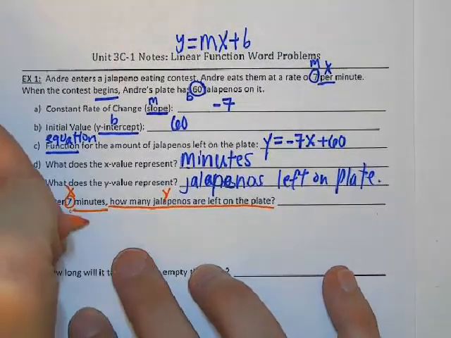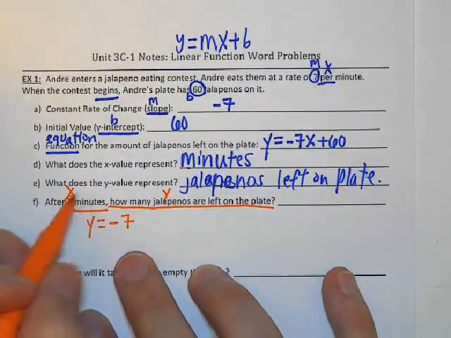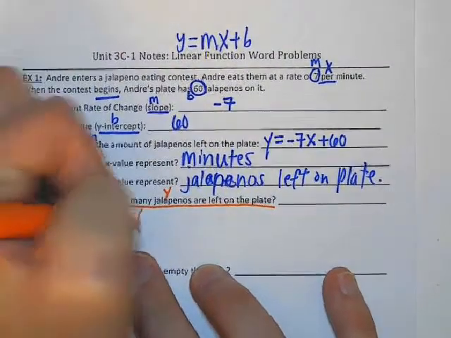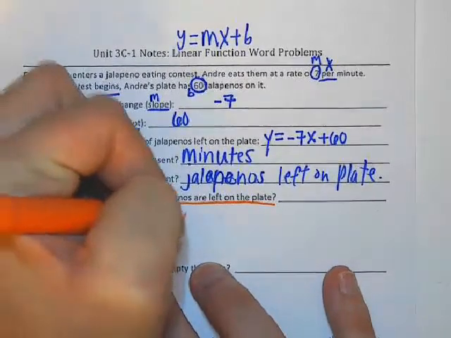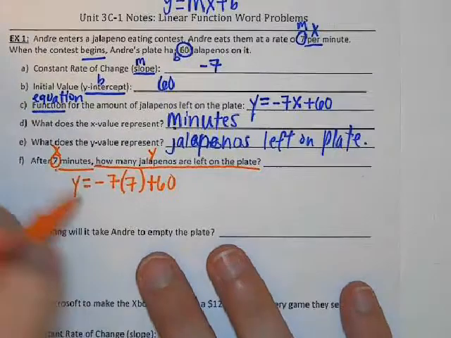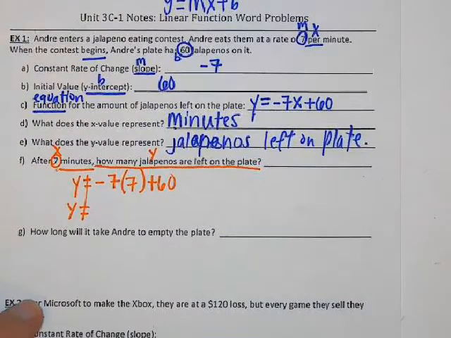So y equals negative 7, times 7 minutes, because my x value represents minutes, plus 60. Do I need to solve this? No, because y is already by itself. I just need to calculate what all of this equals. I don't need to put it in solve because it's already solved for y.